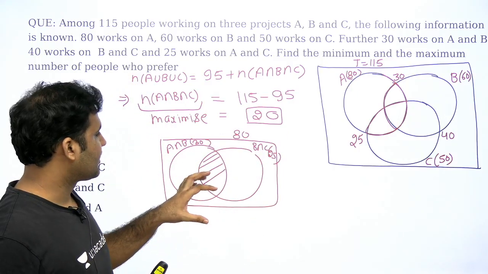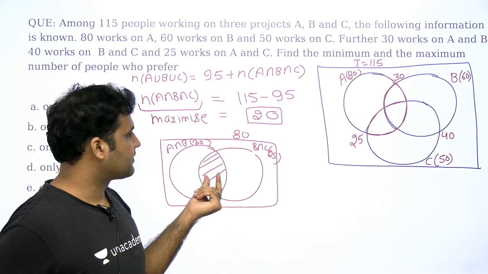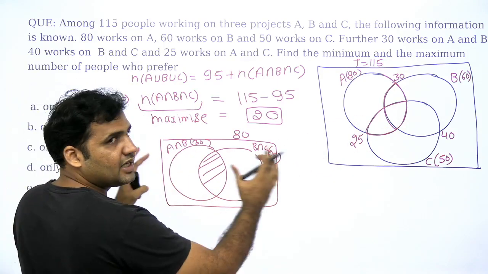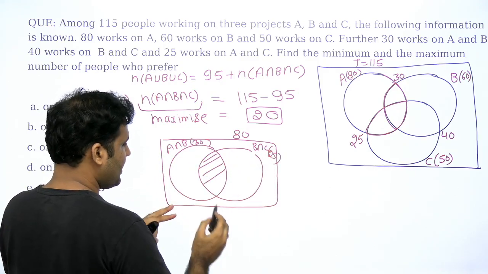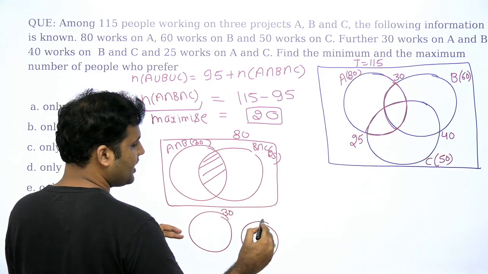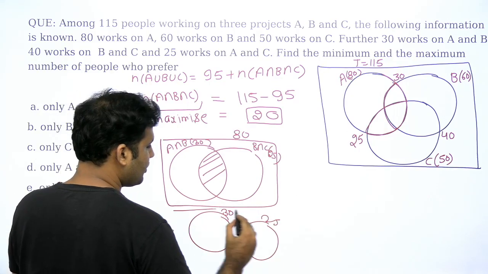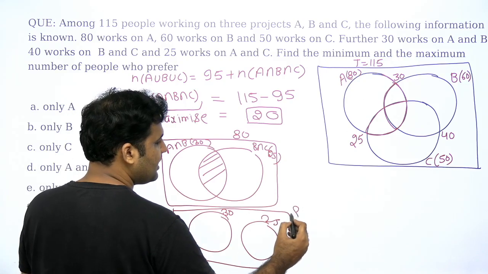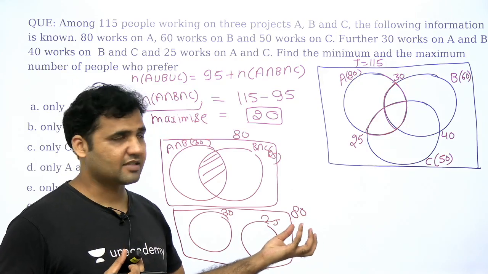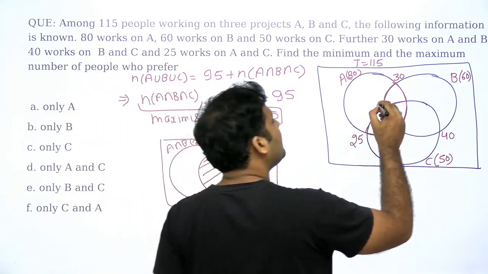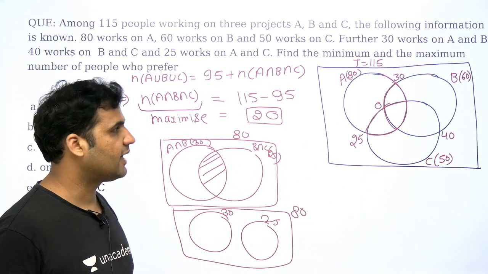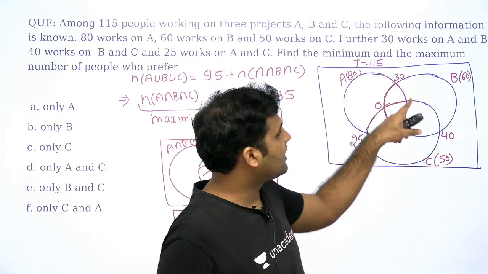Now tell me, guys, if I want to minimize this, you see that if I make these two circles completely exclusive of each other, this is of 30 and this is of 25, and because I know that the union of sets is 80, is it possible to accommodate both of these two circles under the value of 80? Yes. That means I can keep the value of this intersecting region as 0 in this case. But I also need to satisfy this case.